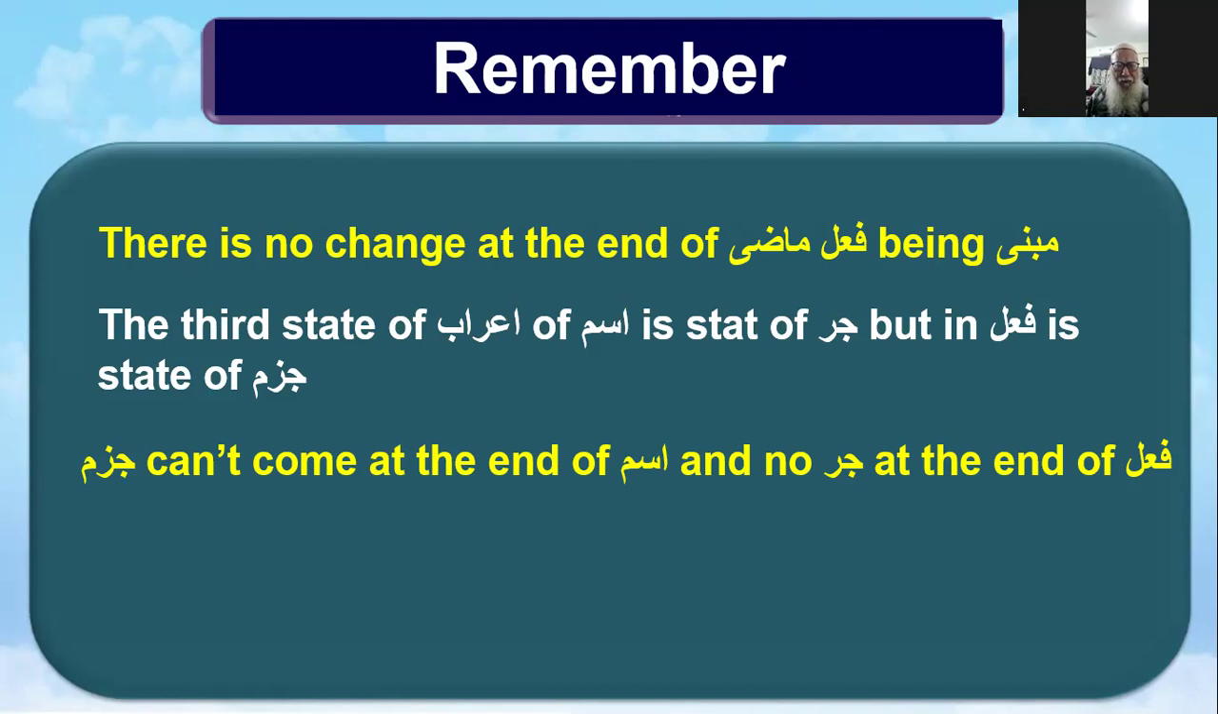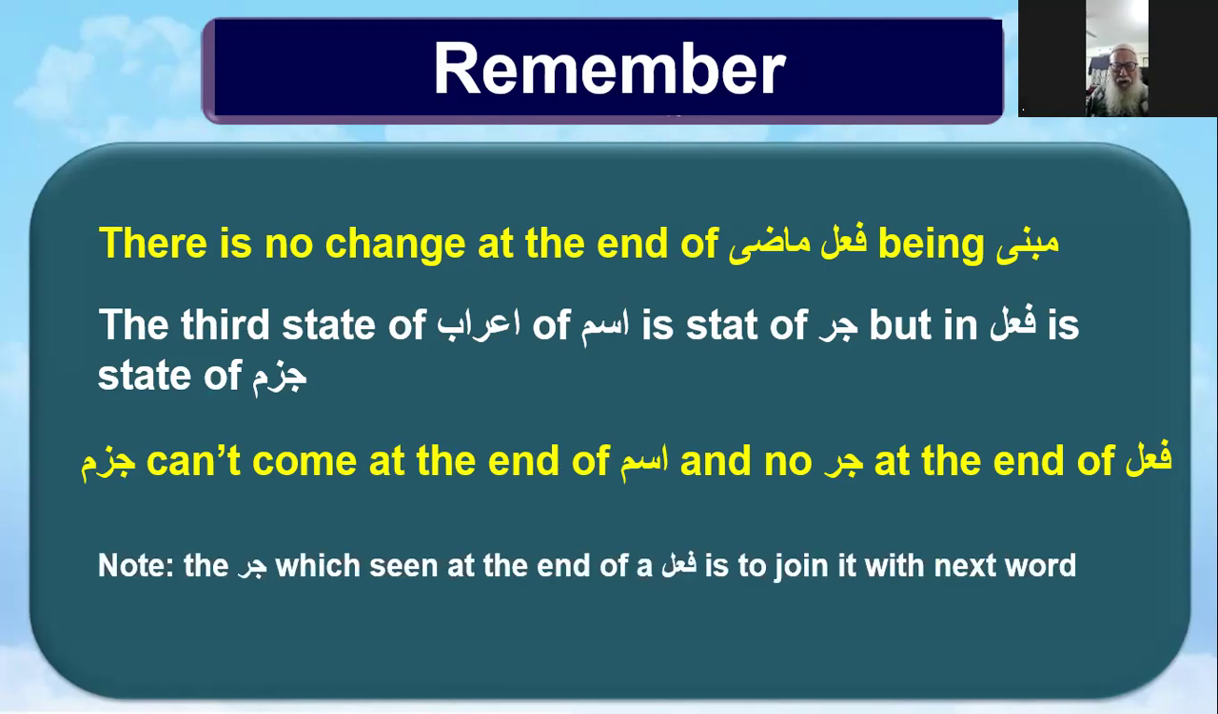Jazm can't come at the end of Ism and no Jar at the end of the Fi'l. They are vice versa. Note the jar which is seen at the end of a fi'l is to join it with the next word. It's not the original jar. It is temporary, to join it because of the ijtimai saknain.